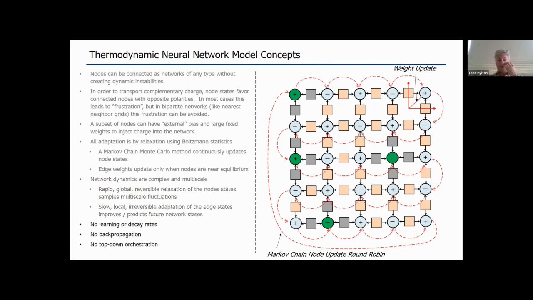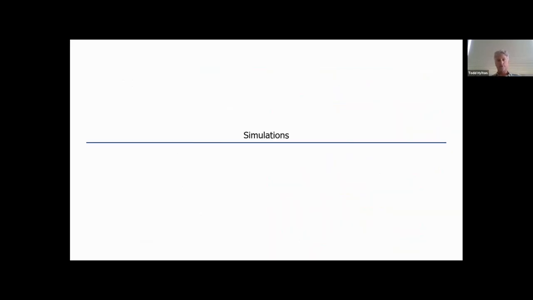Furthermore, I point out, as compared to other neural networks, there are no learning or decay rates, there's no backpropagation, and other than the setup of the network and the Markov chain Monte Carlo, there's no top-down orchestration, which is so evident in neural network models today. So, simulations.